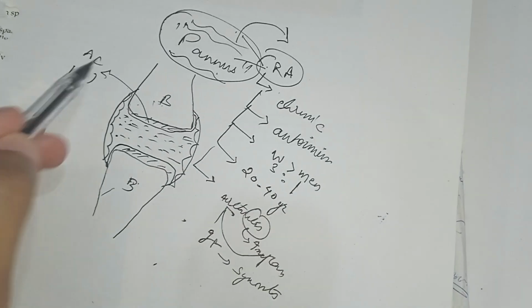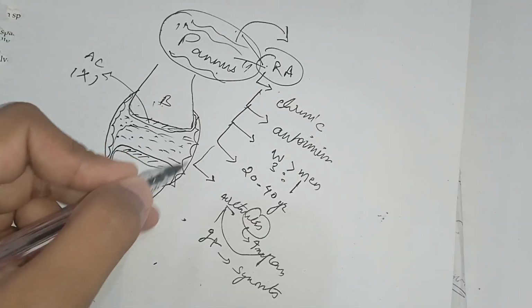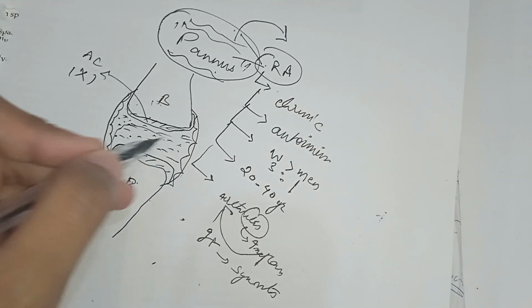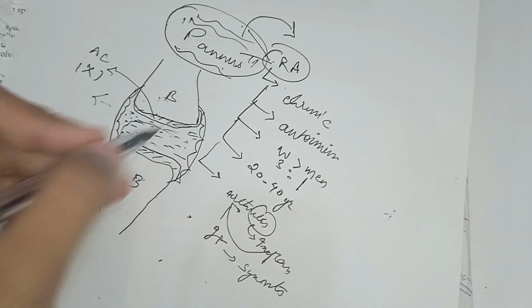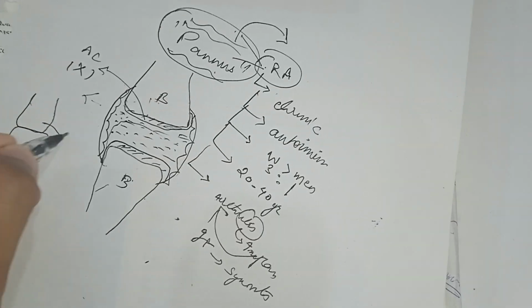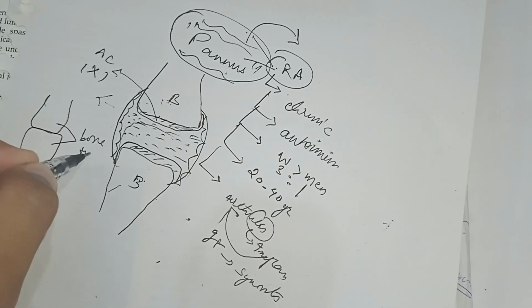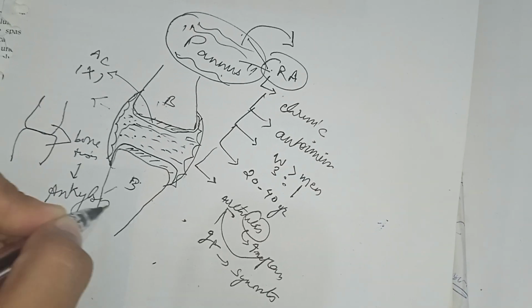Now what happens, due to the chronic inflammatory changes, the synovial fluid is no longer present, so the two bones come in very close proximity to each other. These two bones come too close to each other, and it almost results in a bone fusion. This bone fusion is well known as ankylosis. This is known as ankylosis.